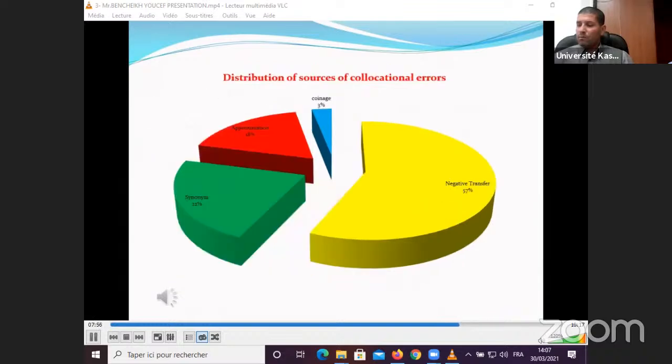As you can see in the figure, 75% of the collocation errors are due to negative transfer from Arabic. 22% are due to the use of the synonym strategy.